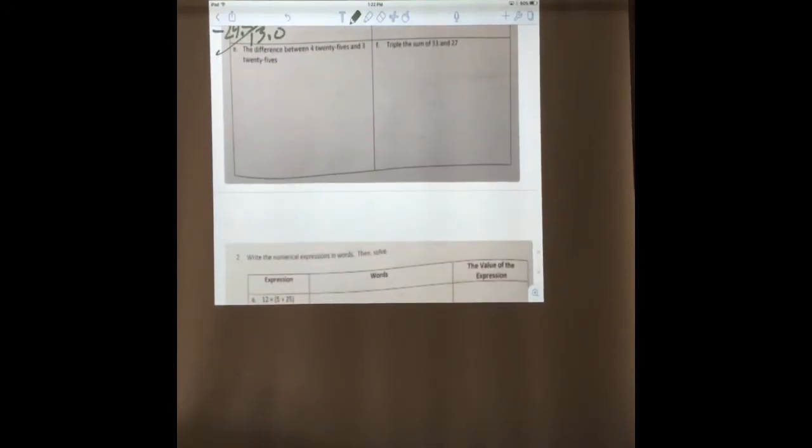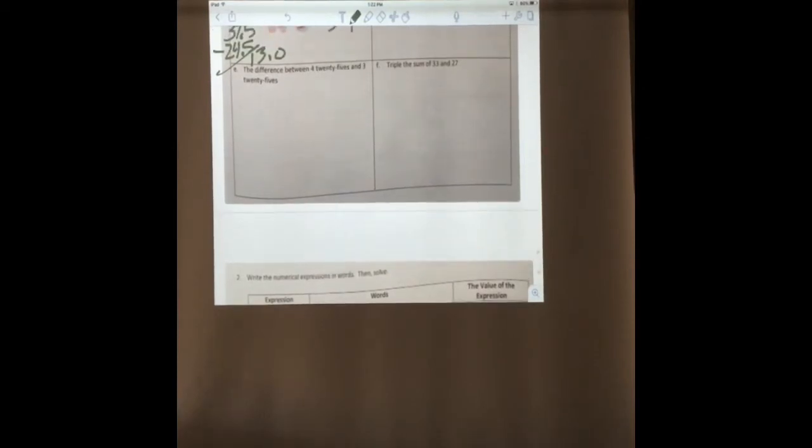Triple the sum. What does triple mean? 3 times. Oh, I'm sorry. You know what? I don't want to do F. Sorry. I want to do E. I said that earlier, didn't I? Yeah. Wow. Must not be paying attention to myself.